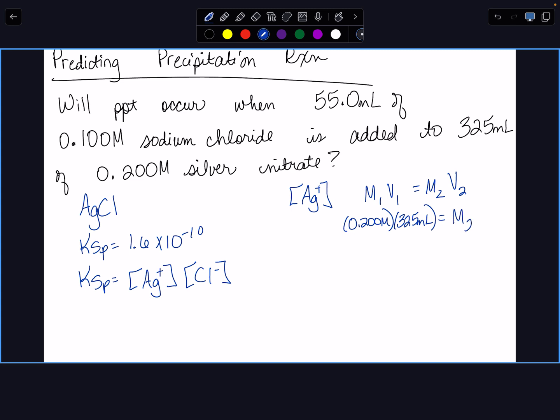We don't know. That's what we're solving for. What's V2? It's the total volume, the 325 plus the 55. So V2 is 347 milliliters. Okay, now notice, when I did M1V1 is equal to M2V2, nope, can't add.